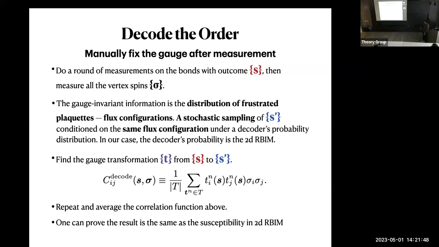So this will be a gauge-invariant quantity, and it maximally uses the one round of measurements that you have. And then you can repeat this experiment, measure the outcome of bonds and the outcome of spins, and then sum all of them together. This is a slightly better method because we have used one measurement outcome to its best extent. And the result is the same susceptibility as in the two-dimensional random bond Ising model, because we have just fixed the gauge to match the distribution of the random bond Ising model.